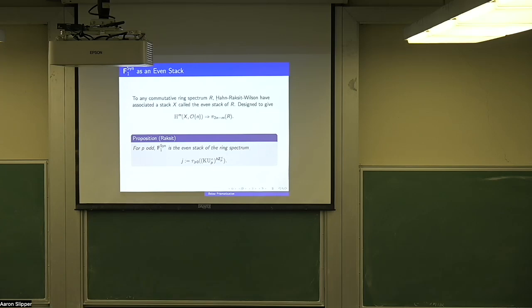You apply it to a certain example of a ring spectrum, which is very natural in homotopy theory. You can take complex K theory. If you p-adically complete that, it has an action of ZP star by Adams operations. And you can take the fixed points and then take the connective cover, killing the negative homotopy groups. So that's a ring spectrum called J, and the even stack of J is the subject of this lecture.